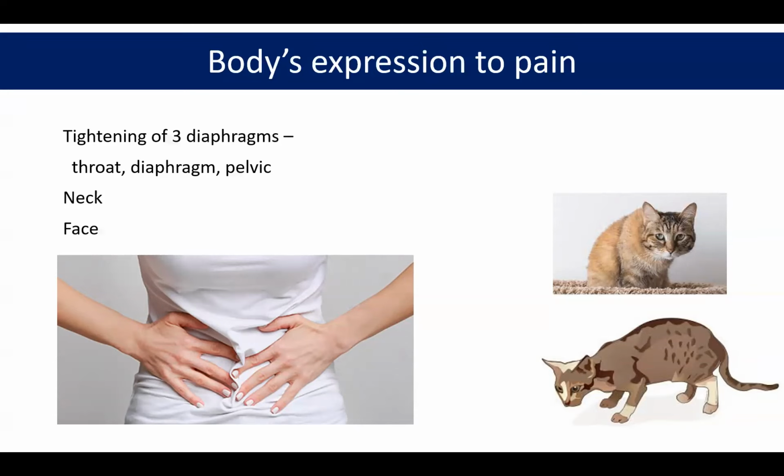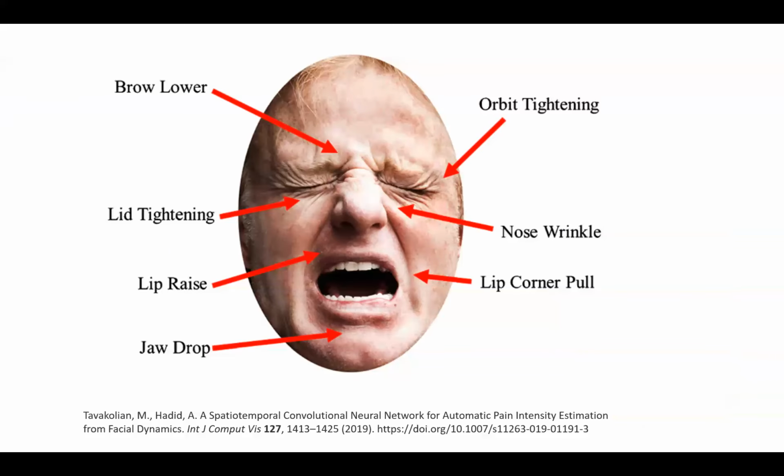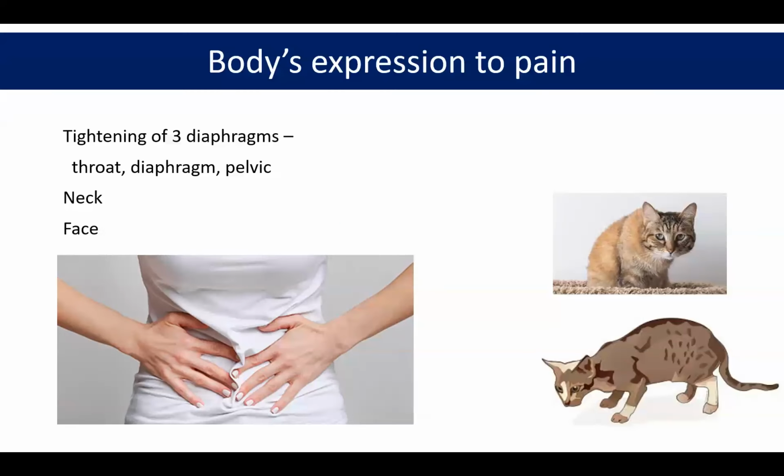Interestingly enough, what happens in pain is you see the contracture of the three diaphragms. People sink into the psoas, they contract the chest diaphragm, and they contract the throat and the facial expressions. In the next slide, you're going to see facial expressions of pain. So there is science around that. People do that. And these two cats, you can see, look like they're in pain. They're hunched over. So something happens in those three diaphragms.